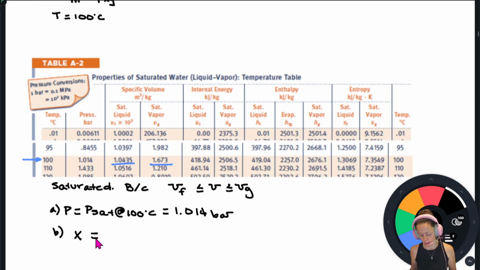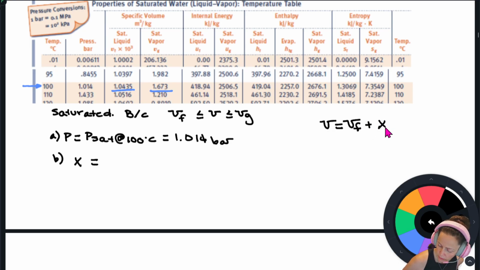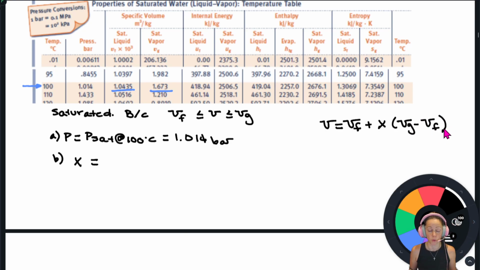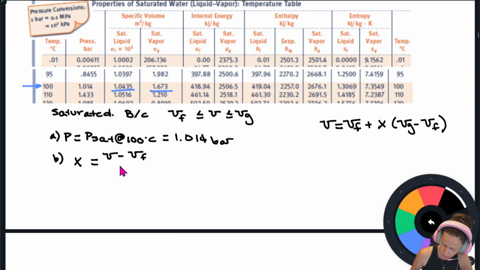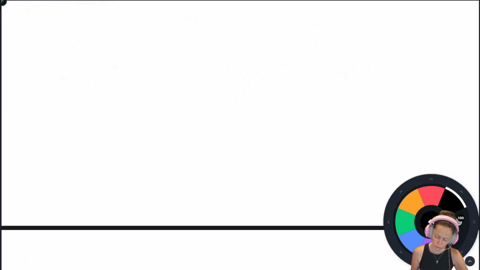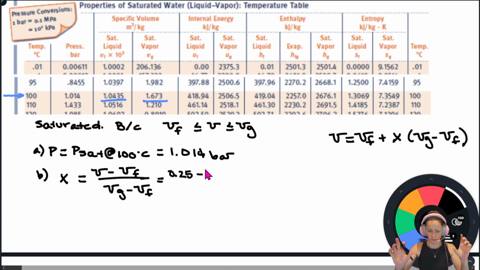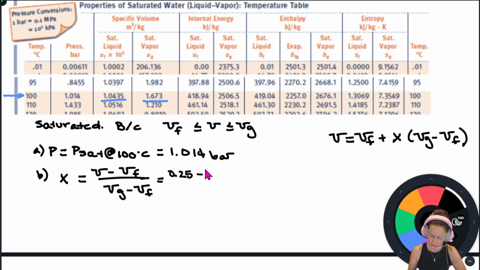Well, my quality, remember, we have an equation that gives specific volume as a function of V sub G, V sub F, and quality. So all I'm doing is rearranging for that. So it's going to be V minus V sub F over V sub G minus V sub F. So I have, well, my specific volume is 0.25. Here's one of the rare instances where I won't actually write down my units, because I've got meters cubed per kilogram on the top and the bottom, so it's going to cancel out.